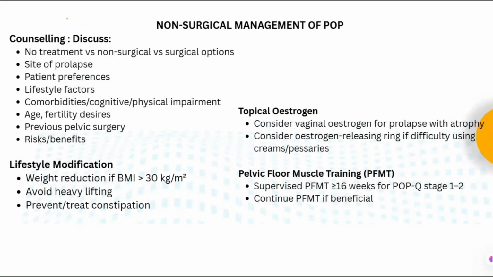Okay. Now coming to the first, lifestyle modification. If the BMI is more than 30 kg per meter square, advise weight reduction, avoid heavy lifting of weight, and prevent and treat constipation if it is associated.